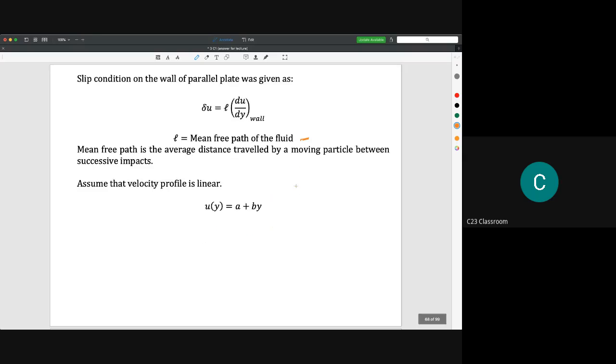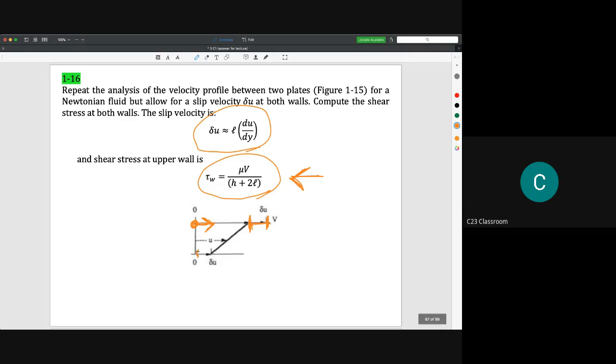The slip condition of the wall is given in the textbook as delta u equals L du dy at the wall here. This wall refers to the fixed plate, and the L here means the mean free path of the fluid. The mean free path is the average distance traveled by a moving particle between successive impacts. So actually, it is the distance of this one, in this physical meaning.